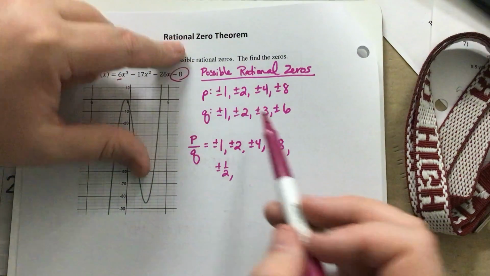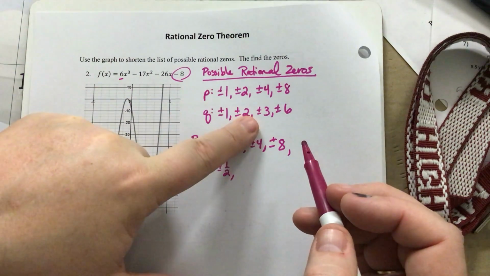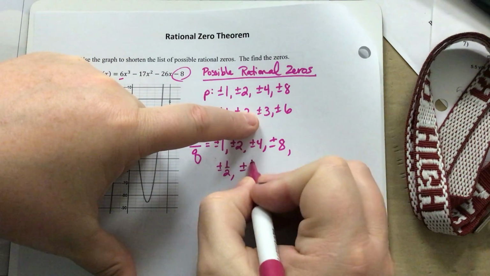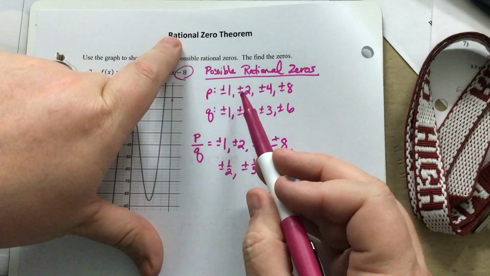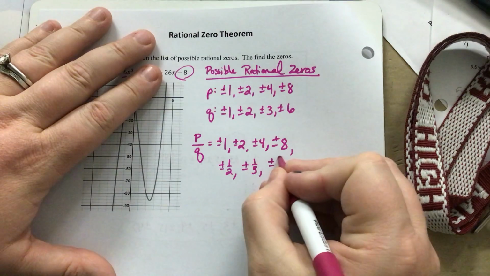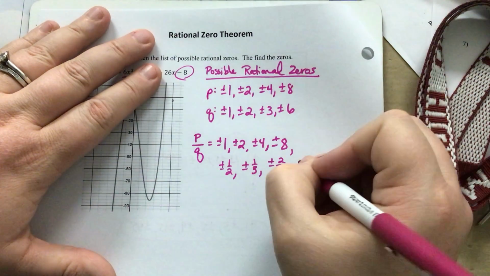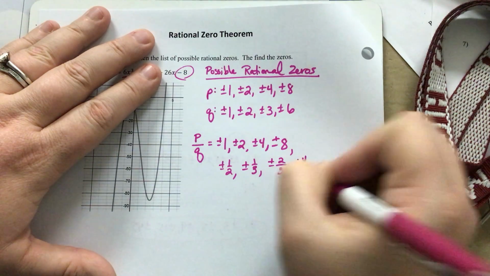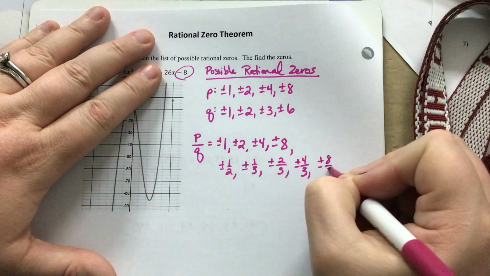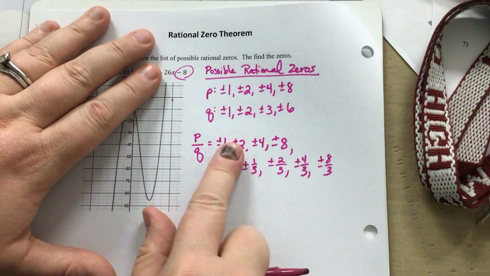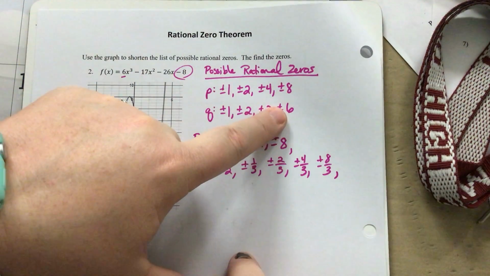Okay, next I'm going to put everything over 3. So the first one, what's 1 over 3? 1/3, so plus or minus 1/3. Next I'm going to put 2 over 3. What's 2 over 3? 2/3. Next, what's 4 over 3? 4/3. And then we have 8 over 3, which is 8/3. None of those were listed already, were they? Nope.